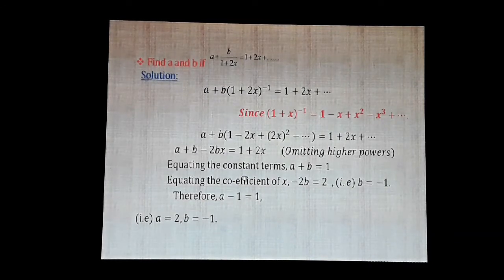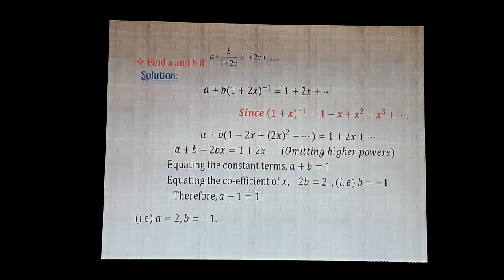Now we have to equate the constant as well as the coefficient of x. By equating the constant terms: what is the constant term in LHS? a plus b is the constant term. What is the constant term in RHS? 1. So a plus b is equal to 1.